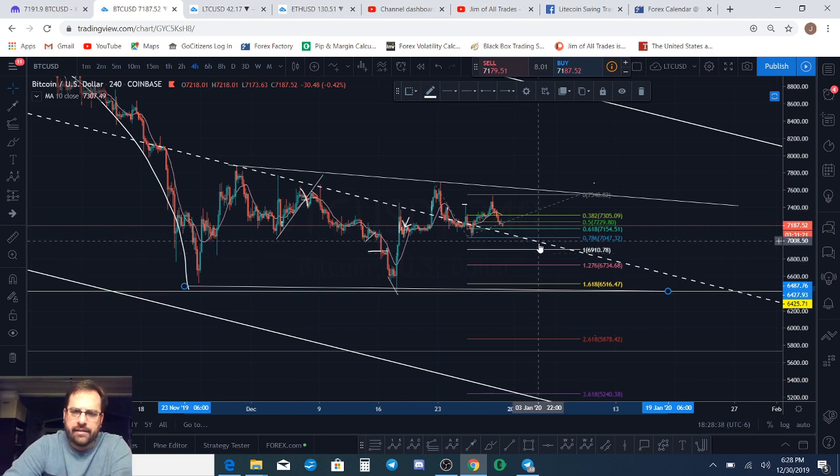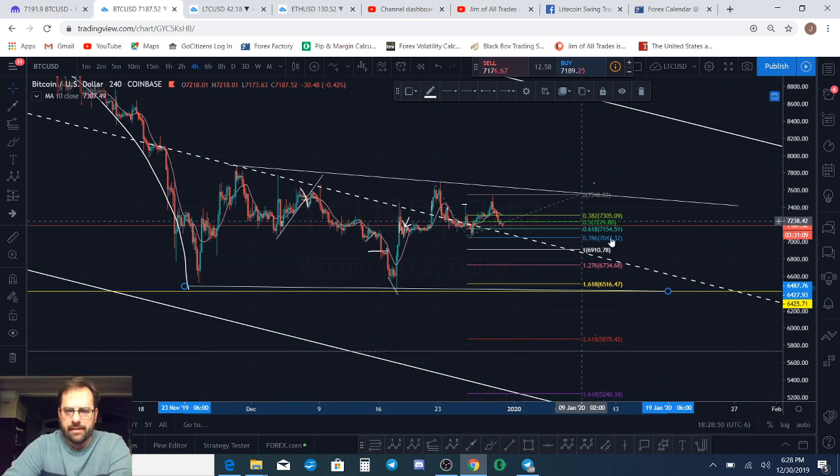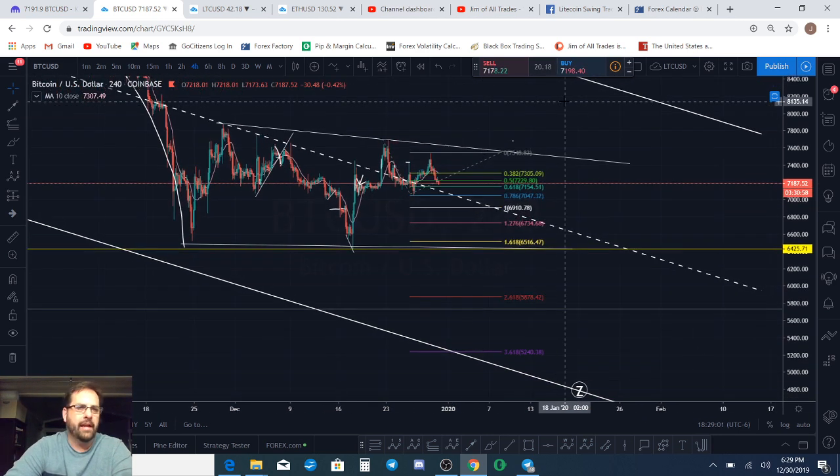The 127 extension puts us at $6,700, and then the 1618 puts us at 65. I like the 65 better, the 6,500, out of all those targets. That makes most sense to me. That's if the triangle forms, but also that gives us the move to the downside, if that's going to happen as well. So we'll have to wait and see what we get, guys.